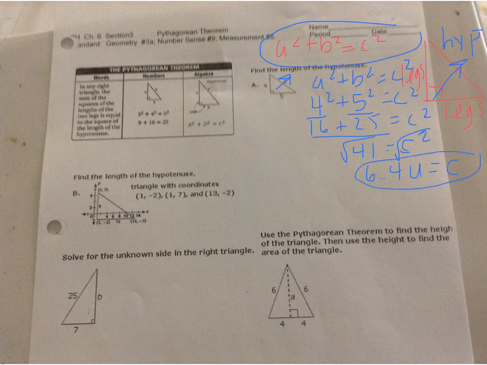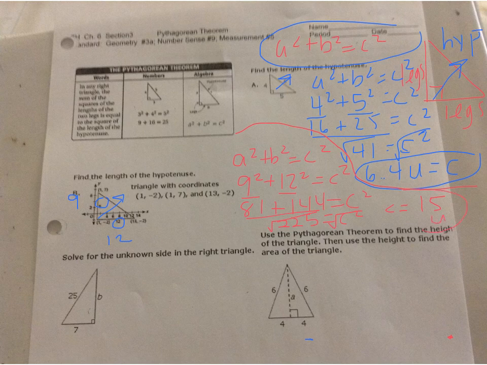Now for this one, they just graphed it on a coordinate grid, and if you look over here, you have 9 units by 12 units, and I'm going to write those in because it's hard to see. We're still missing the hypotenuse, so again, a squared plus b squared equals c squared. Doesn't matter which is which, so 9 squared plus 12 squared equals c squared. We square those and get 81 plus 144 equals c squared. 81 plus 144 is 225. Since we don't want c squared, we want c, we take the square root of that, so c equals 15 units, because the square root of 225 is 15.